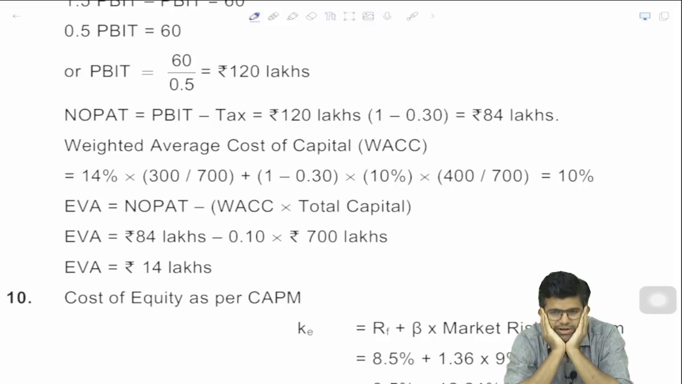Weights got interchanged. That mistake could happen. Here the weight of equity is less than the weight of debt. Weight of equity is 3 by 7. Weight of debt is 4 by 7. I hope you are able to find the error. Got it? No? Sure?